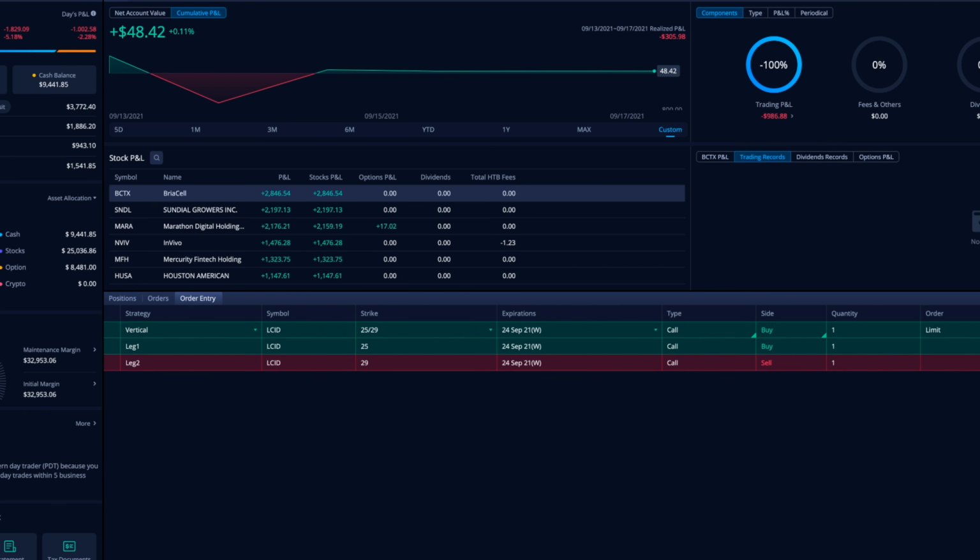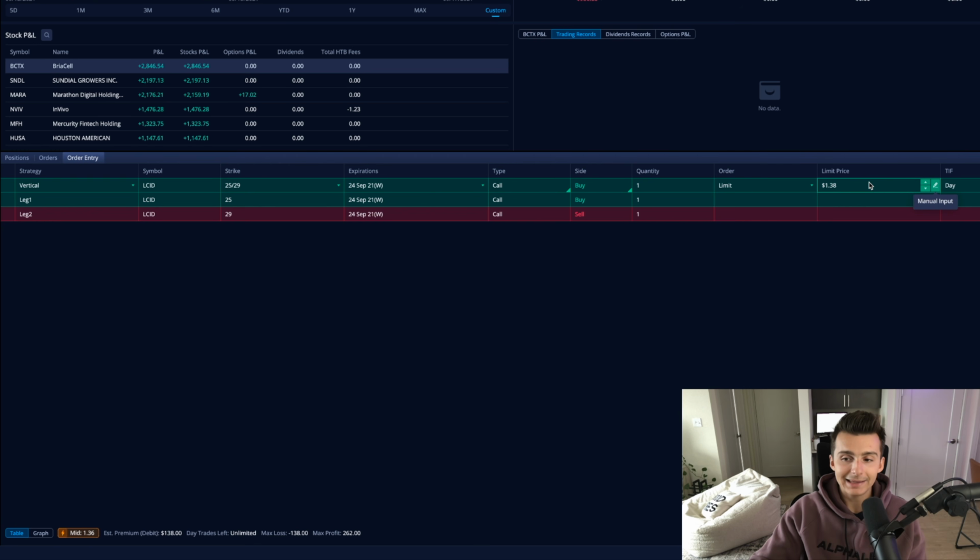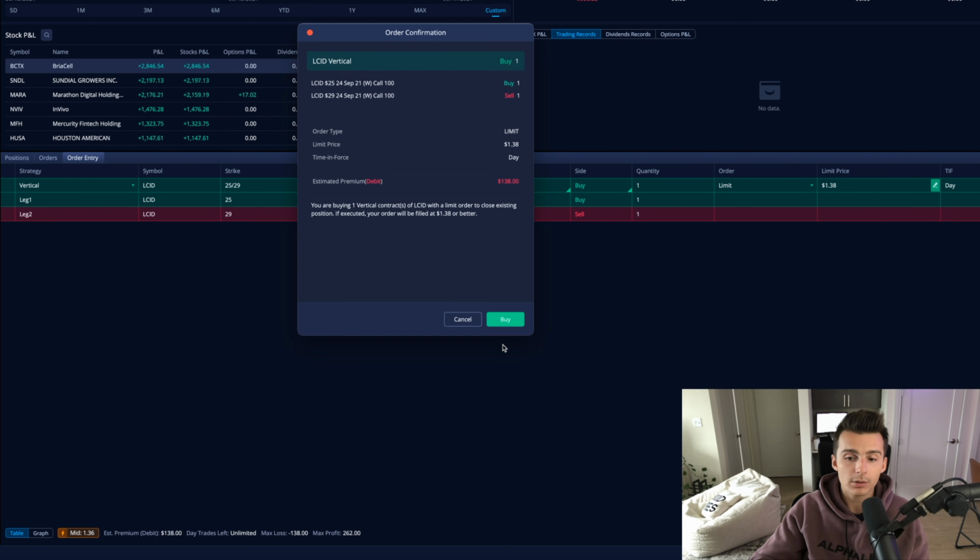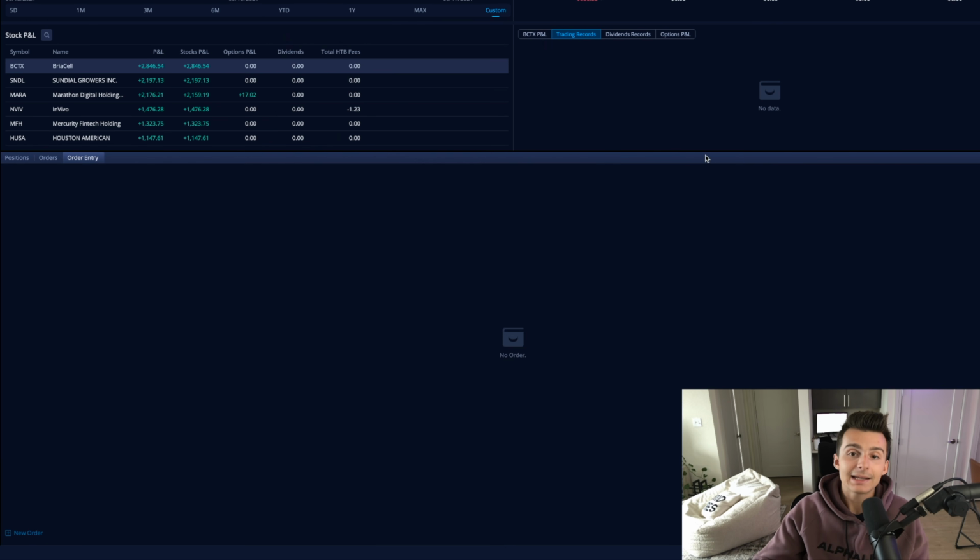Okay, so in this case, I'm going to have to put a limit price as to where I believe I want to sell this vertical, which is going to sell both, where we're going to get me out of both of my positions. It's going to close both positions essentially with one click here. So I'm going to set the limit price at this 138 and click on place order. Boom, just like that. And it has filled.